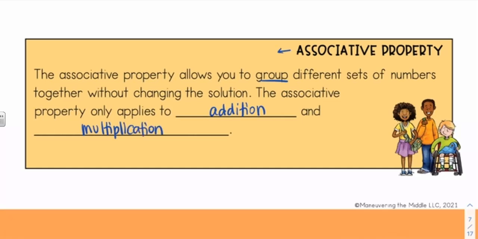But the way that I like to remember the associative property is think about what we mean when we say people that you associate with. Those would be your friends that you associate with. And so you could think about them as being in your group. So the associative property reminds me that we're talking about grouping. And we see that we can group different sets of numbers in addition and multiplication without changing the value of the expression.